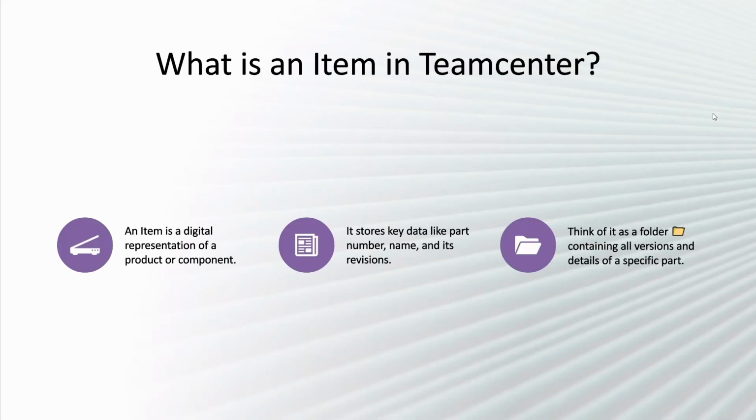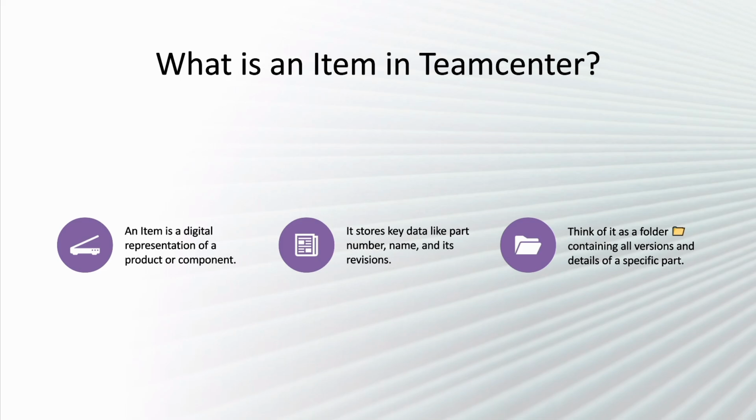Let's start. In Teamcenter, an item is like the main record of a product. Think of it like a folder that holds all important files and details about that product. This could include drawings, documents, CAD files, test results. So, whenever a company wants to manage a product in Teamcenter, the first thing they create is an item.